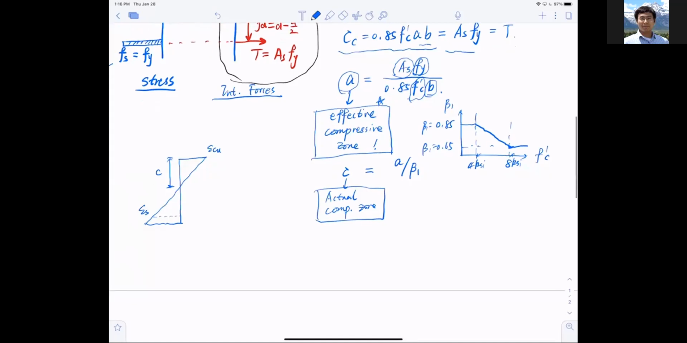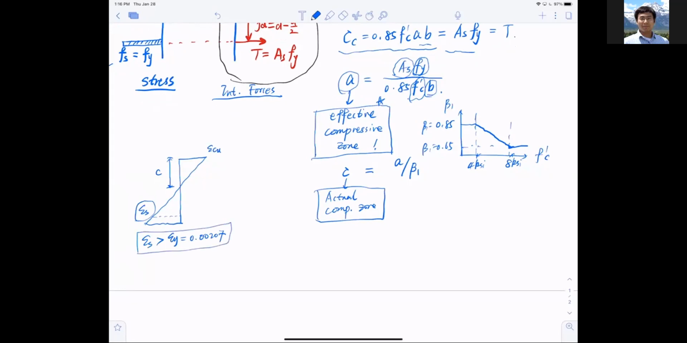So here, continue. We have this strain diagram. We know the actual compressive zone c. The reason we need to know that is because before we did all this, we were assuming epsilon s is bigger than epsilon y, which is the yield strain. For grade 60, you can safely assume this number to be 0.00207. But remember, this is an assumption, so we have to be able to find epsilon s and confirm this.